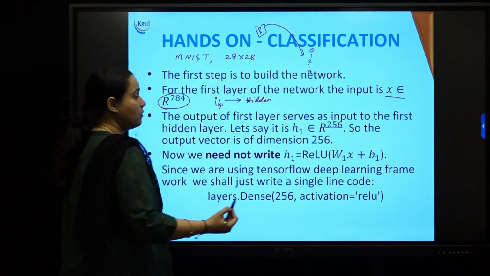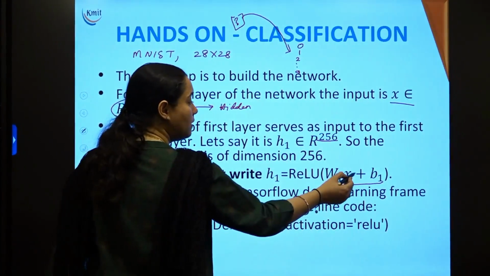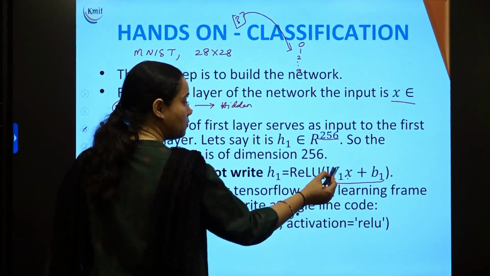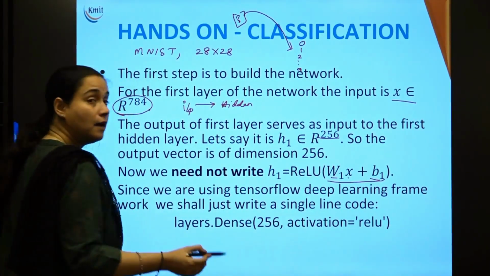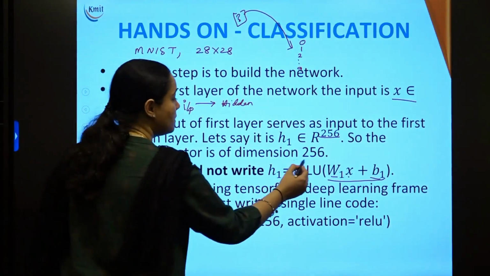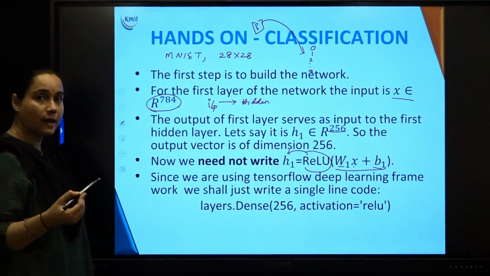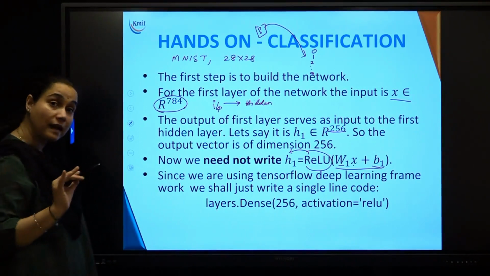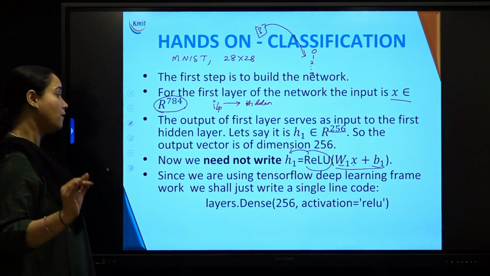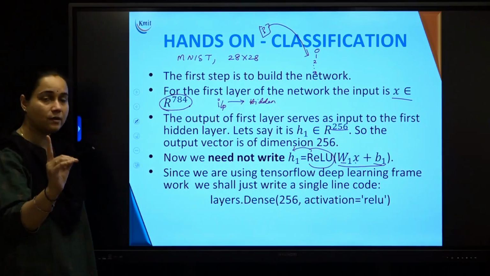Earlier you have seen that we would take that particular linear model, W1 X, where X is the input, weights associated with it and the first bias, and you would add a non-linearity which is an activation function. The simplest of them is ReLU, and then I would get an output, right? So we used to manually calculate all these things, but we need not write like this now in our code. We are using here a deep learning framework called TensorFlow, and we will just write a single line of code for it.